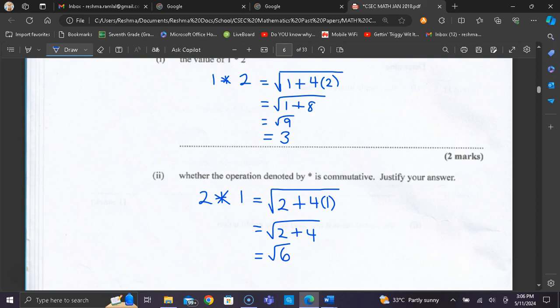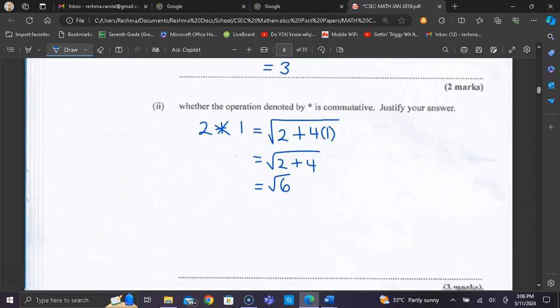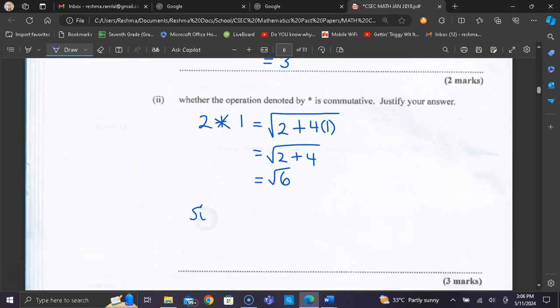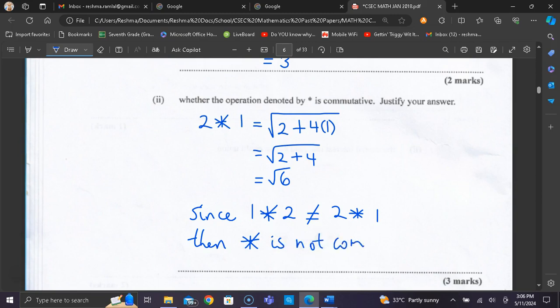Therefore, we do not get the same result for 1 asterisk 2 as 2 asterisk 1. So we say that since 1 asterisk 2 is not the same value as 2 asterisk 1, the binary operation is not commutative. Okay, and that's your answer for 3 marks.